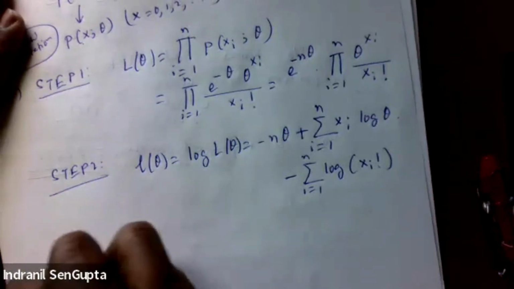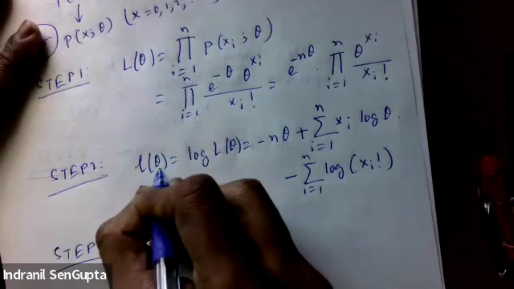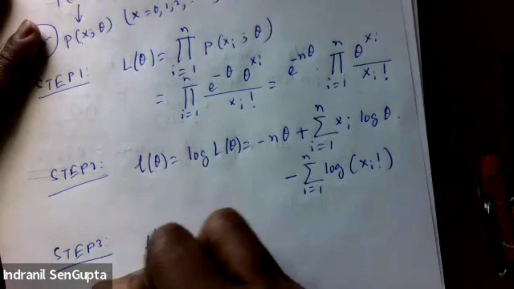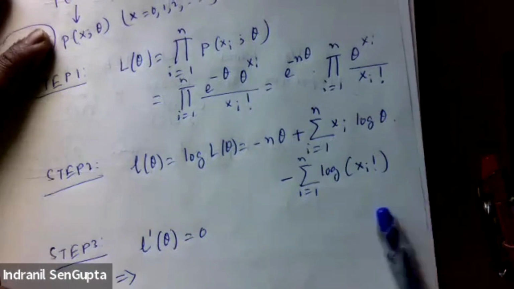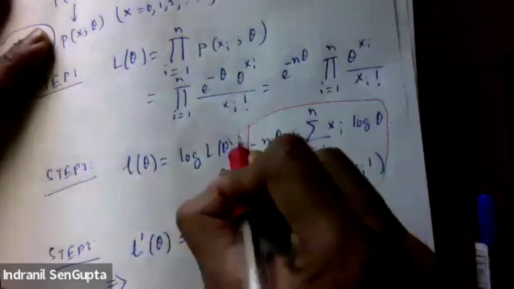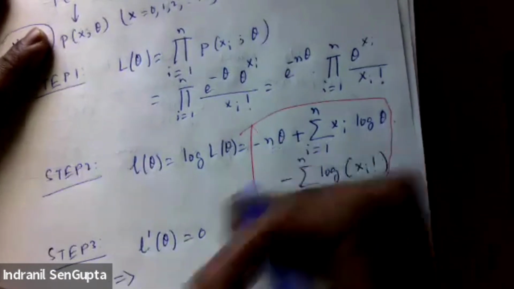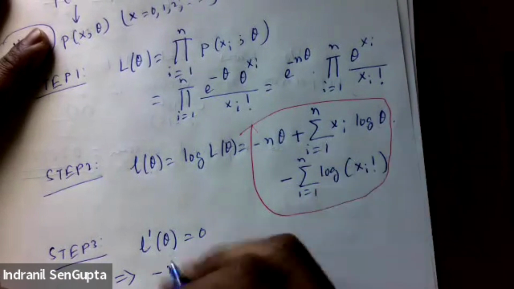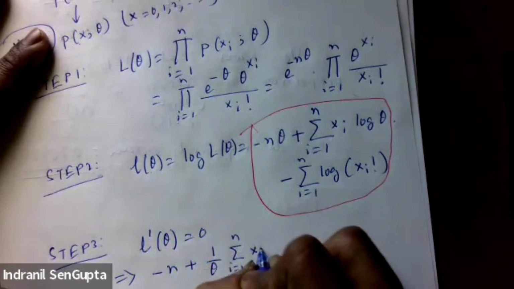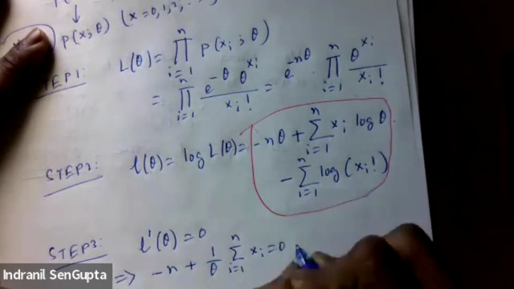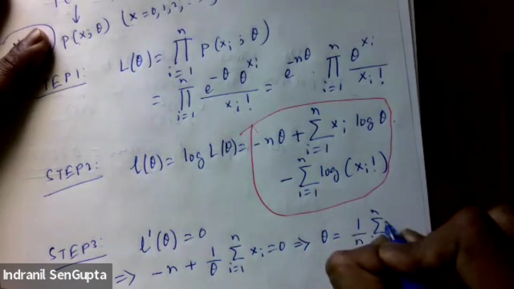Step 3, to maximize this, we have to compute. It's a function of one variable, so I can simply write L prime theta equals 0. Let's differentiate everything with respect to theta. This is my L theta. Note that the last term does not have theta, so it goes away. The first term has theta, so it's minus n, and then log theta differentiates to 1 over theta, so it's 1 over theta, sum from i equals 1 to n of x_i, equals 0. That means my theta is 1 over n, sum from i equals 1 to n of x_i.